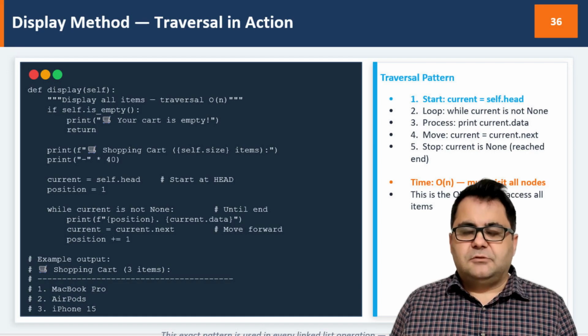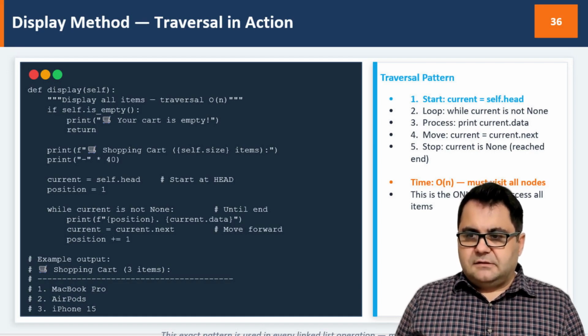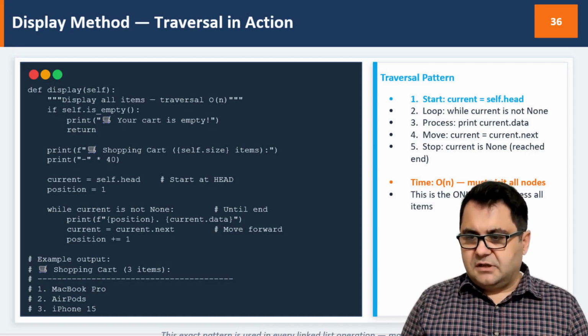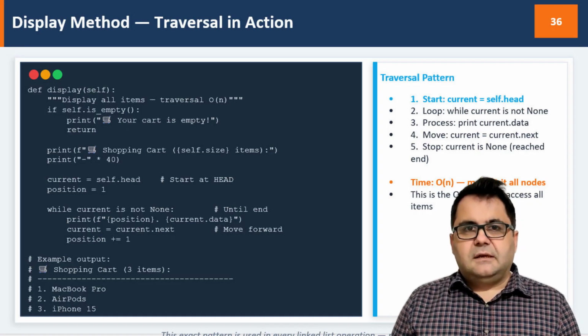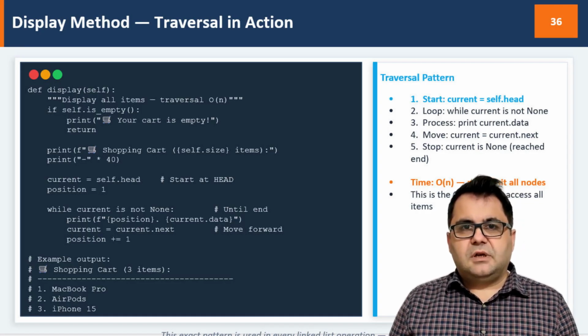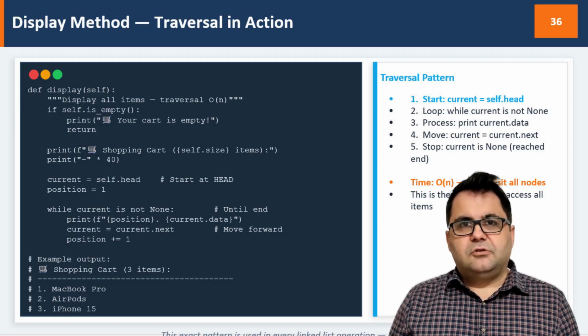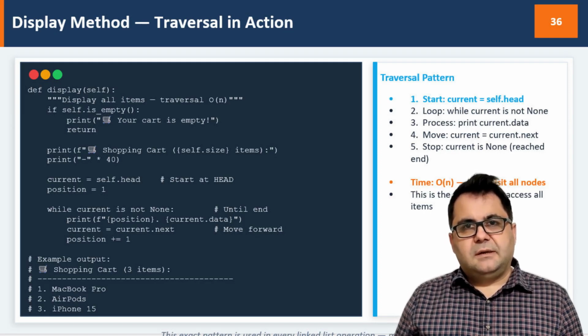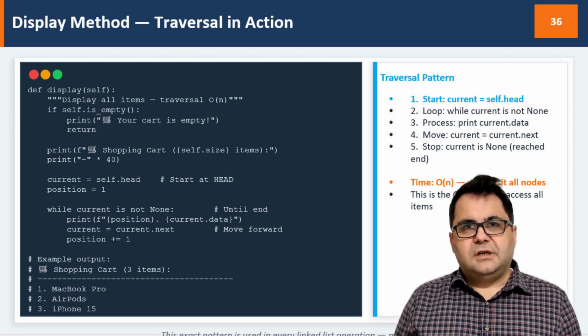Now let's implement display, traversal in action. First, check if the cart is empty using our helper method. If empty, print "Your cart is empty" and return, don't try to traverse nothing. If not empty, print a header showing the cart size.